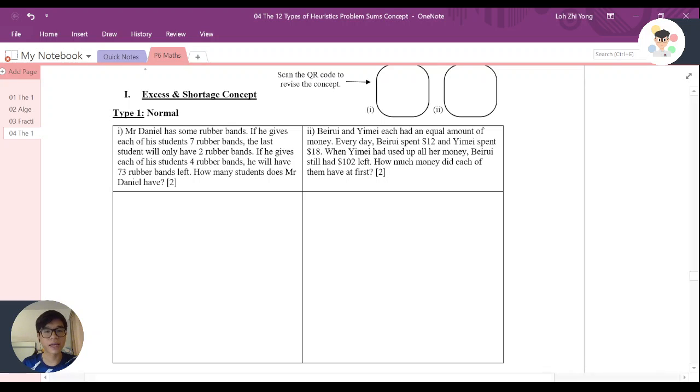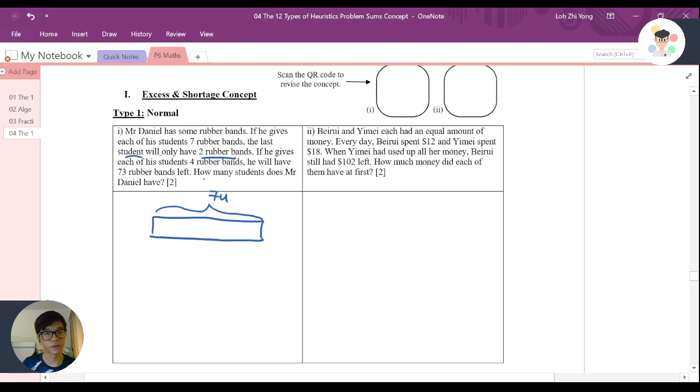He says that Mr. Daniel has some rubber bands. If he gives each of his students 7 rubber bands, the last student will only have 2 rubber bands. Now, let me just draw the model to illustrate this. Now, this is the model. If I give all students 7 units, what is interesting is the last student will only have 2 units.